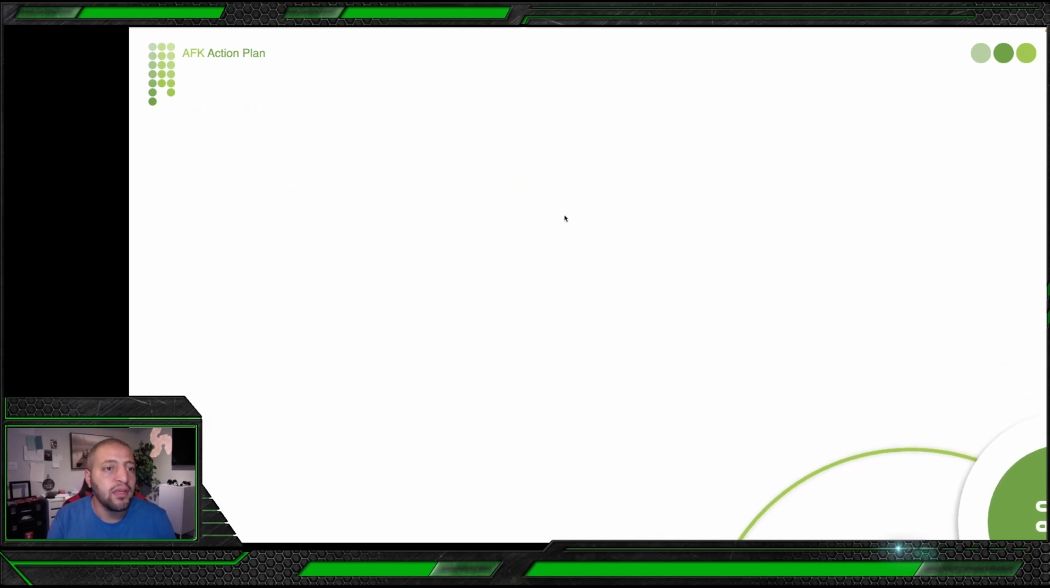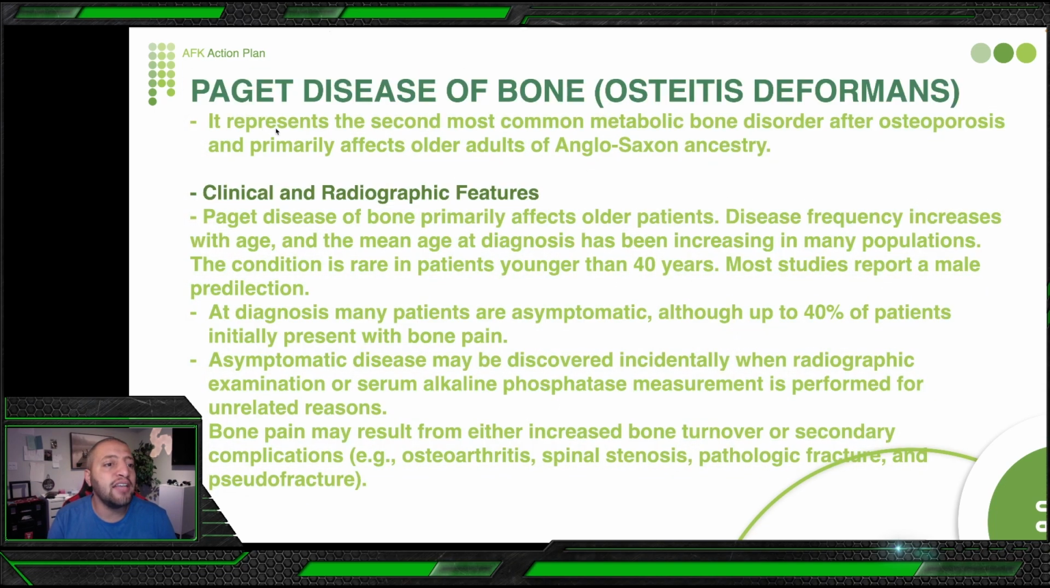Let's speak about this one. Paget disease represents the second most common metabolic bone disorder after osteoporosis, and primarily affects older adults of Anglo-Saxon ancestry, meaning people living in England and parts of Europe; they are most commonly affected by this disease. Clinical and radiographic features: Paget disease of bone primarily affects older patients. Disease frequency increases with age, and the mean age of diagnosis has been increasing in many populations. The condition is rare in patients younger than 40. Most studies report a male predilection.